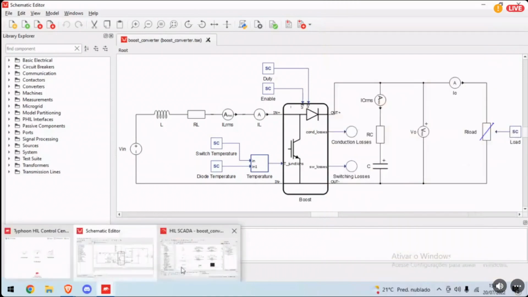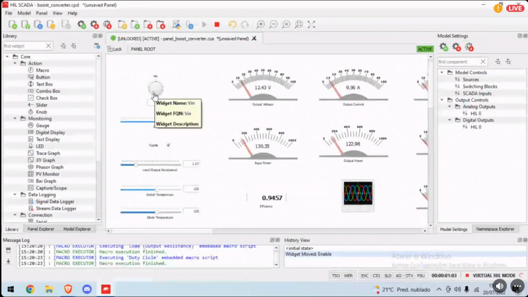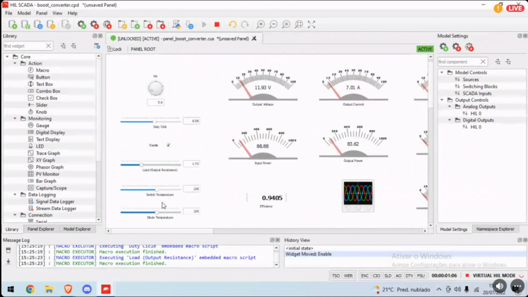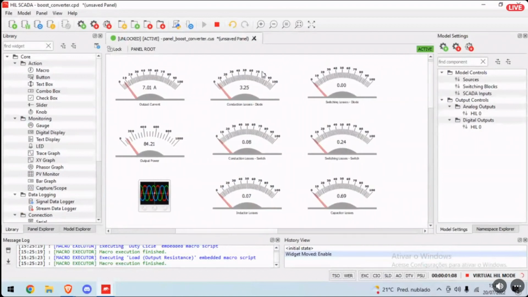So here we have a simulation on the SCADA. Basically, we can adjust the input voltage and see its output. Here is the duty cycle controller, enable switch, load controller, and the temperature control on the switch and the diode. In the displays, we have the output voltage, the output current, output power, input power, the efficiency of the system, and the losses of the system as well.